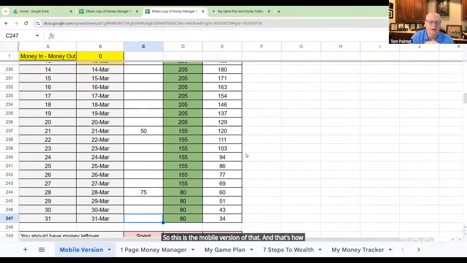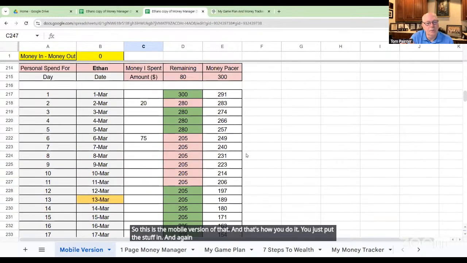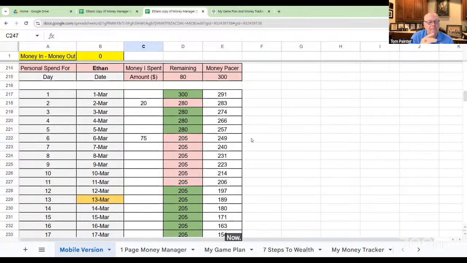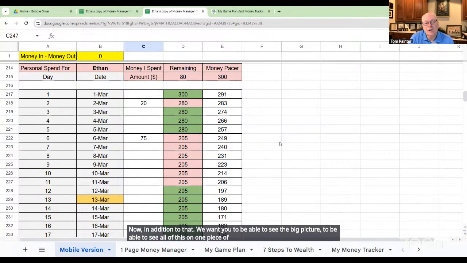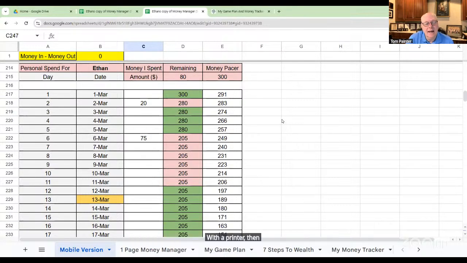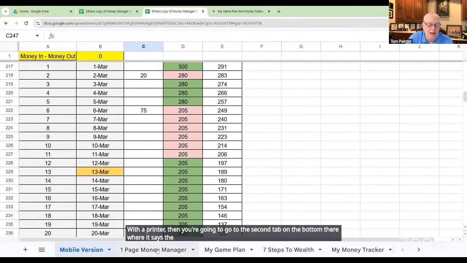You just put the stuff in. And again, you have access to do this on your computer and you also have access to do it on your phone. And as you make a change on either one of them, it's going to update that for you. Now, in addition to that, we want you to be able to see the big picture, to be able to see all of this on one piece of paper. So if you have access to a computer with a printer, then you're going to go to the second tab on the bottom there where it says the One Page Money Manager.